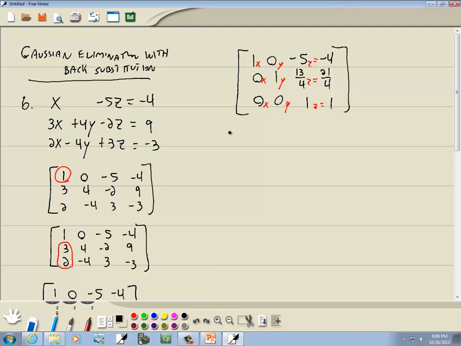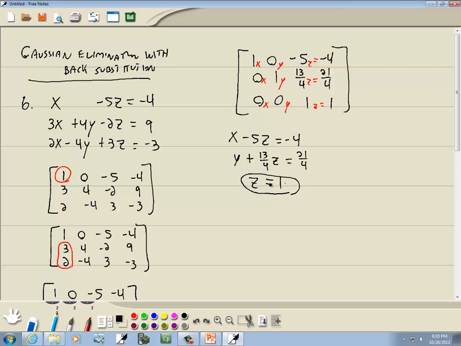So this first row, we have 1x or x plus 0y. The 0y drops away. Minus 5z is equal to negative 4. 0x drops away, and we got 1y or y plus 13 fourths z equals 21 fourths. 0x and 0y drop away, and we got 1z, or just z, is equal to 1. Okay, now starting with our last equation, it's actually already solved for z, isn't it? So we're fine there. Now we're going to do back substitution, so we're going to plug it in backwards.